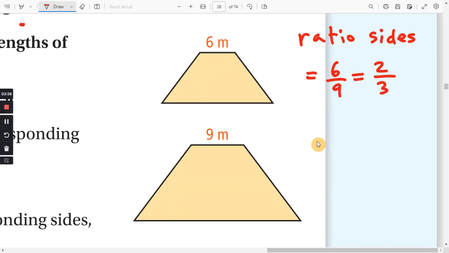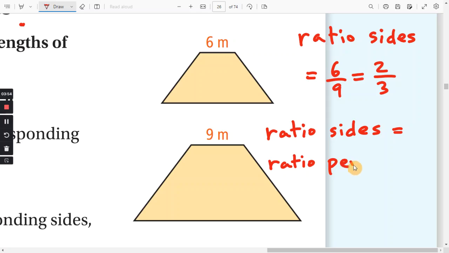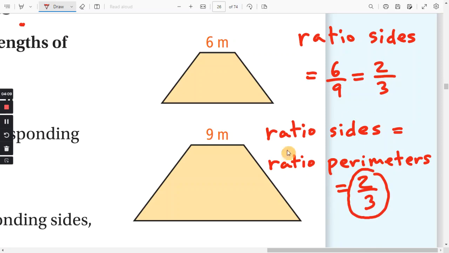Okay, and we said a minute ago that the ratio of the sides is going to equal the ratio of the perimeters. So for the perimeters, just like the sides, the ratio is 2 over 3. So it's the same thing, it matches.